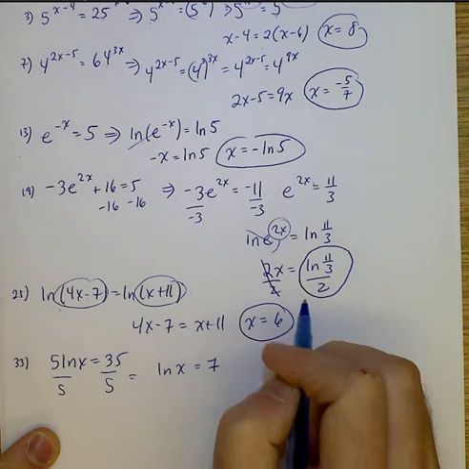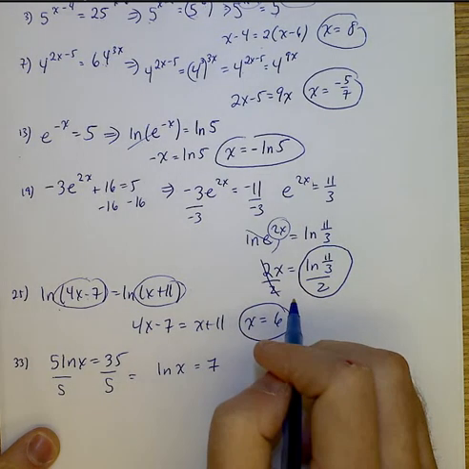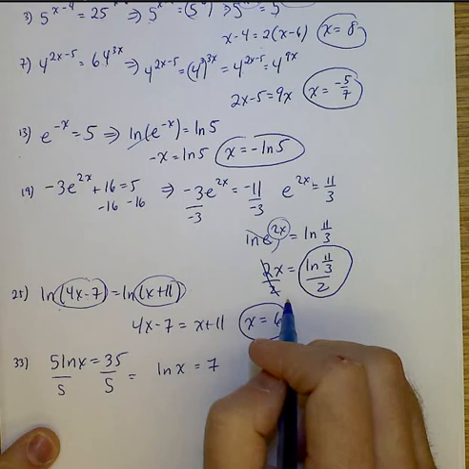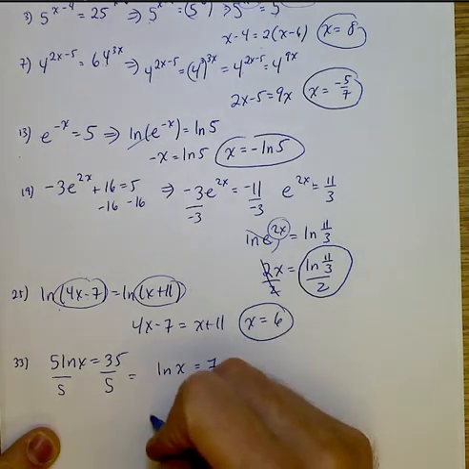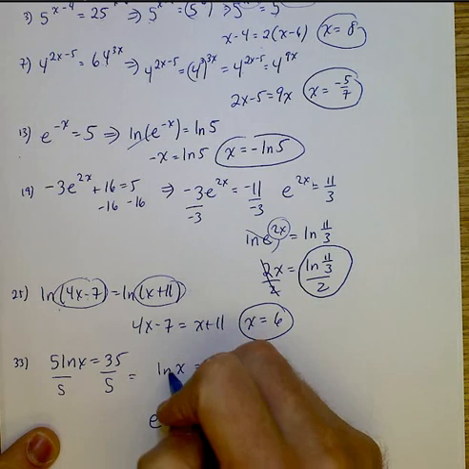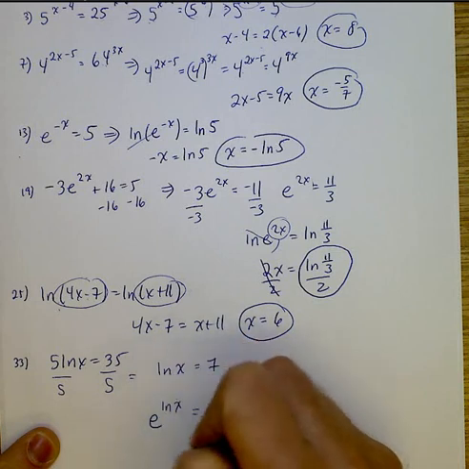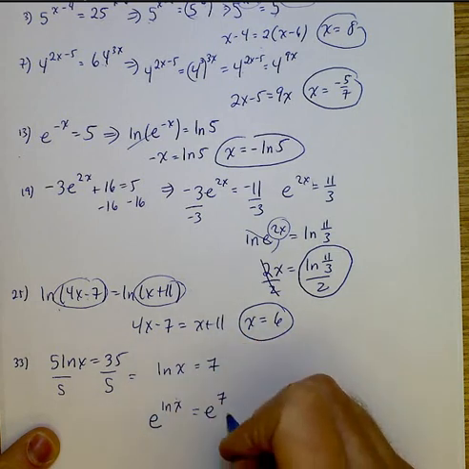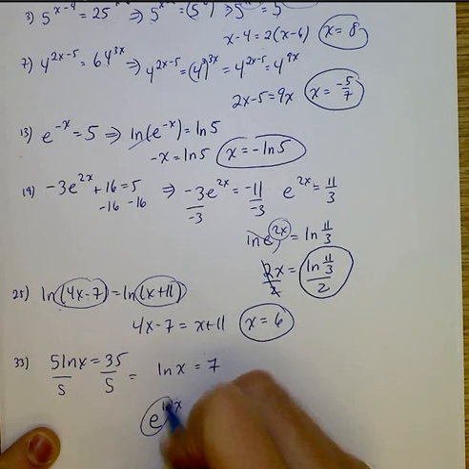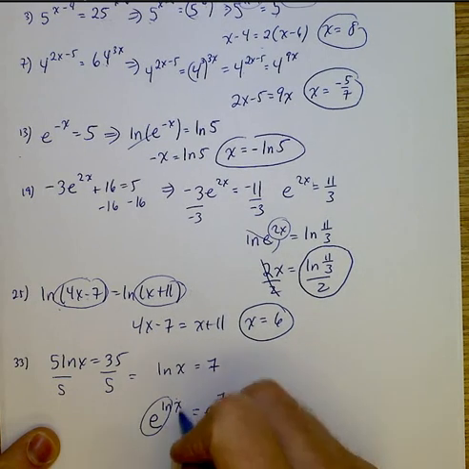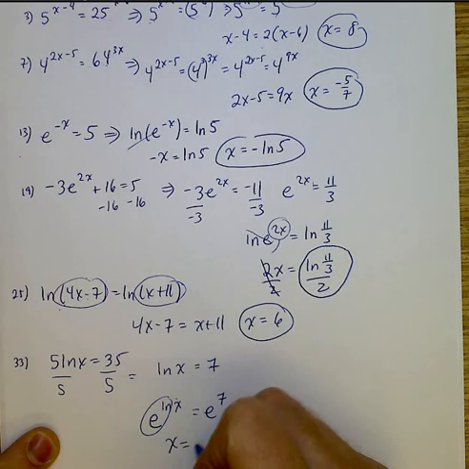Now, in order to get rid of a natural log, you have to raise both sides by e. Basically, what we have to do is take e to the natural log of x. We're going to take this side, raise it by e, and we're going to take this side and raise it by e. This cancels out, leaving you just with x. So x equals e to the 7th.